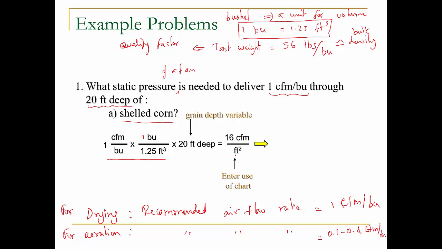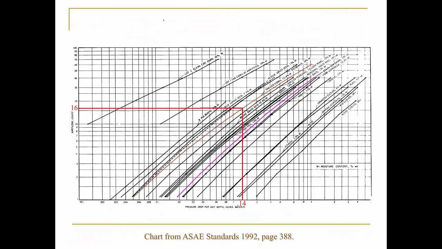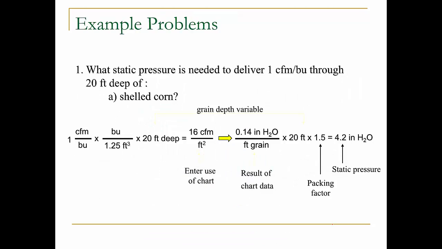And you can enter it in the chart. So you go to the Shedd curve. These are the ASABE standards posted on the website. So you go to the airflow rate, CFM per bushel, you go to 16, and pay attention that it's a log scale, so you need to pay attention to that. You draw a line and you hit shelled corn and you come down, you get an answer 0.14 inches of water per foot. So the result from the chart data is 0.14 inches of water per foot of grain.